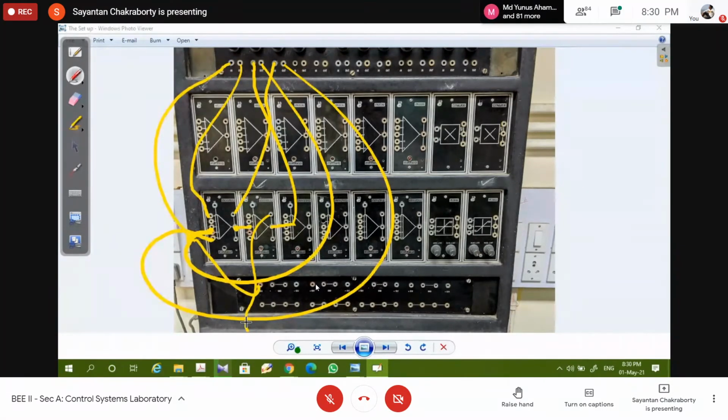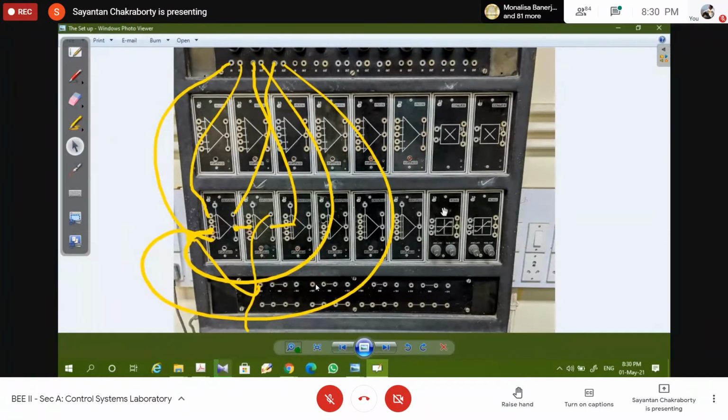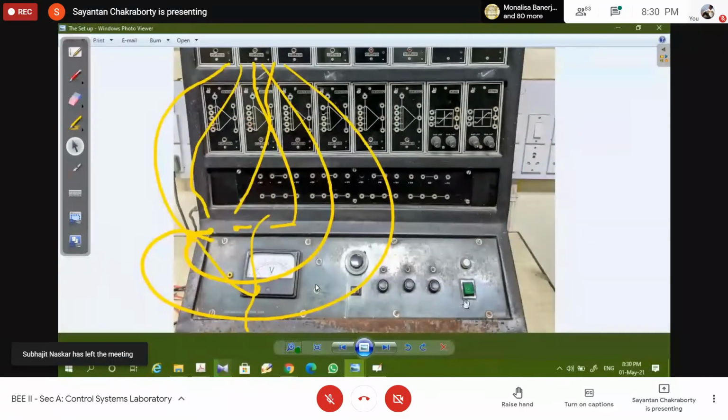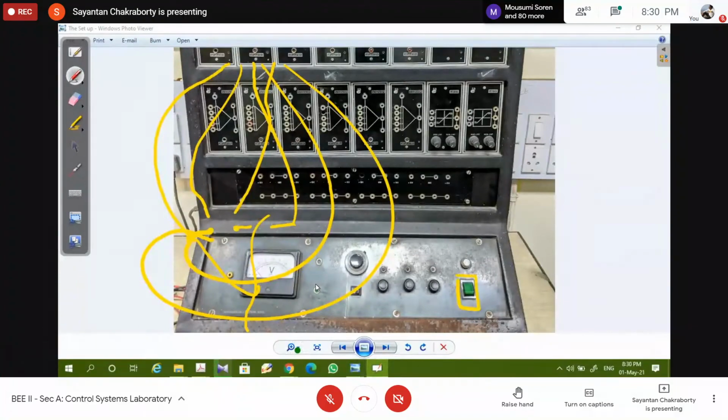Now we will be observing the step response. Why? Because once I've connected this and turn on the switch, this input voltage will appear just like a step. So whatever response you are getting will be simply a step response. Let us see how the step response would look like. I have a video for that.